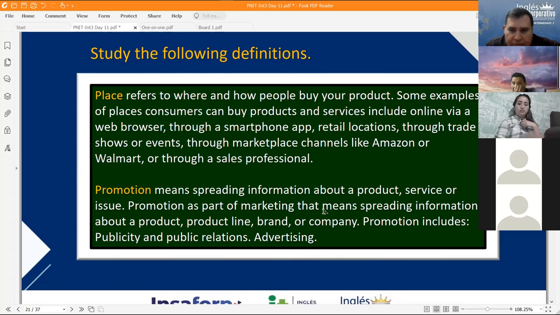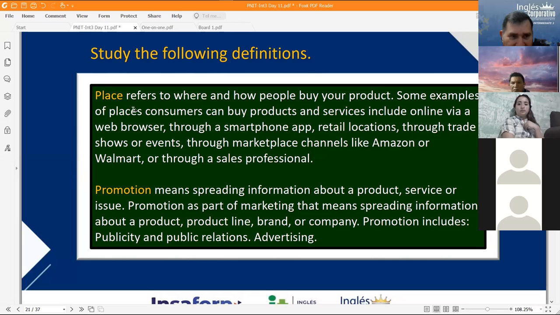Place refers to where and how people buy your product. Examples of places consumers can buy products and services include online via web browser, through a smartphone app, retail location, through trade shows or events, through marketplace channels like Amazon, Walmart, or through a sales professional. Okay. Continue. Thank you very much.